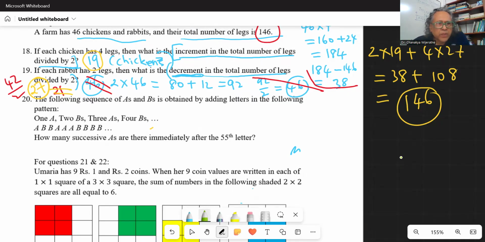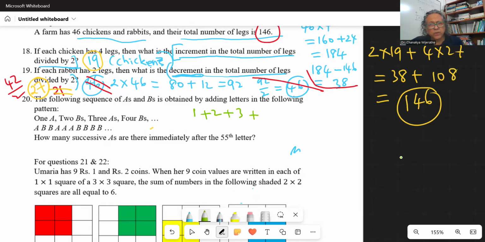Okay. So how many successive A's? That means a block of A's, right? Are they immediately after the 55th letter? Right. So 1A, 2B. So 1A, there are 2 B's and 3 A's again, right?